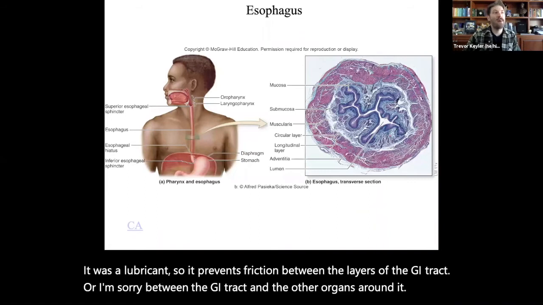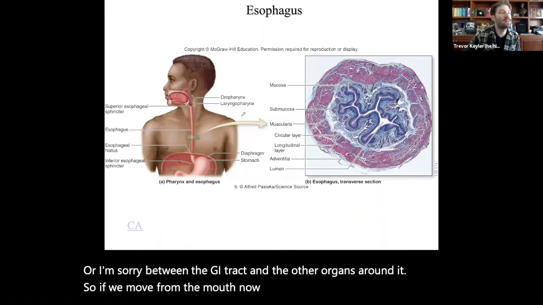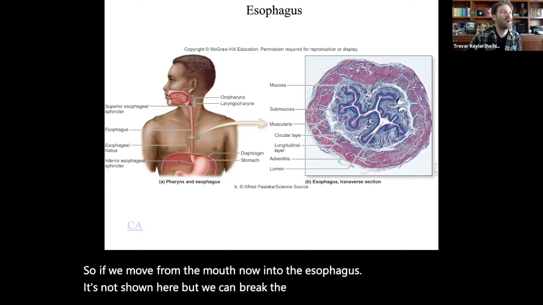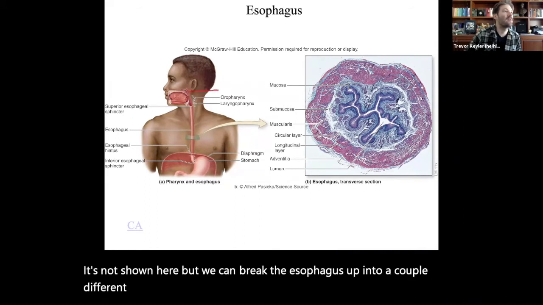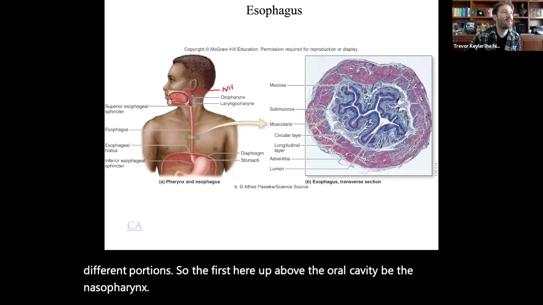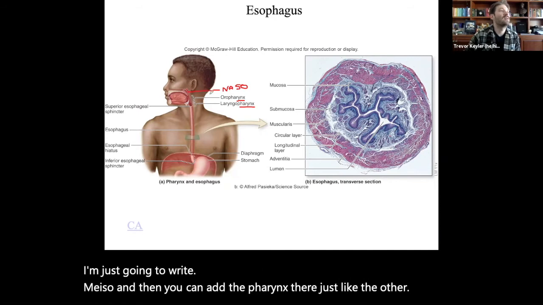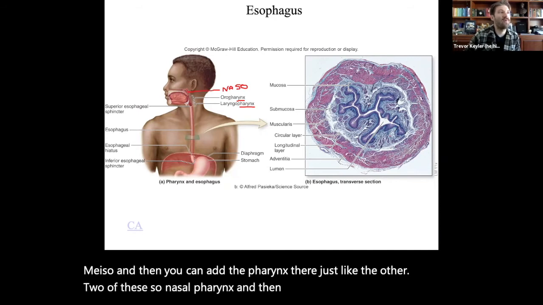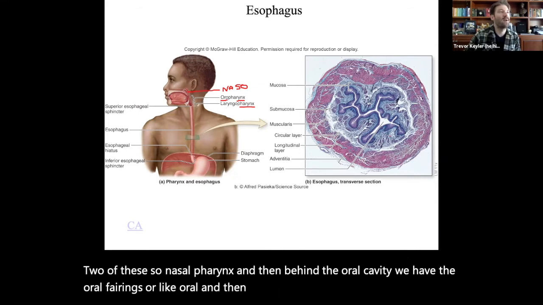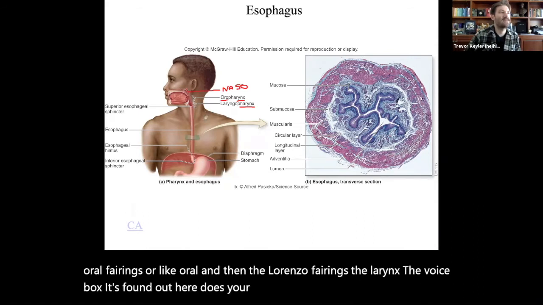All right, so if we move from the mouth now into the esophagus, it's not shown here, but we can break the esophagus up into a couple different portions. The first here, up above the oral cavity, would be the nasopharynx. I'm just going to write naso, and then you can add the pharynx there, just like the other two of these. So nasopharynx, and then behind the oral cavity, we have the oropharynx, oro like oral, and then the laryngopharynx, like the larynx, the voice box that's found down here. Those are your portions of the esophagus.